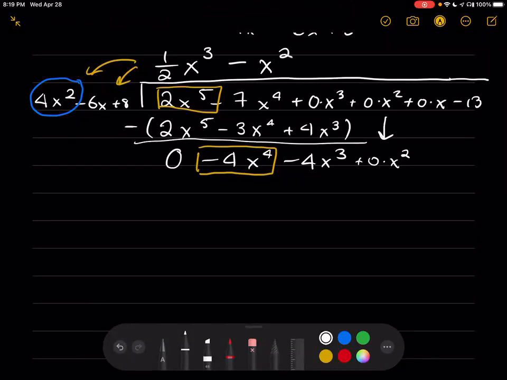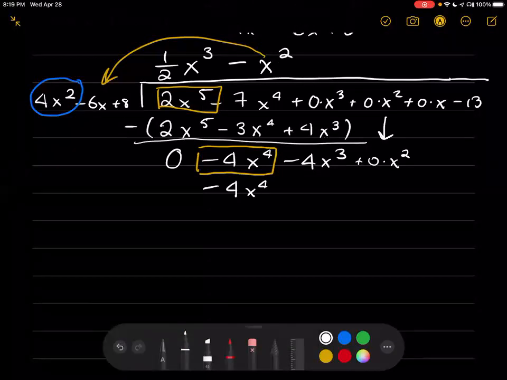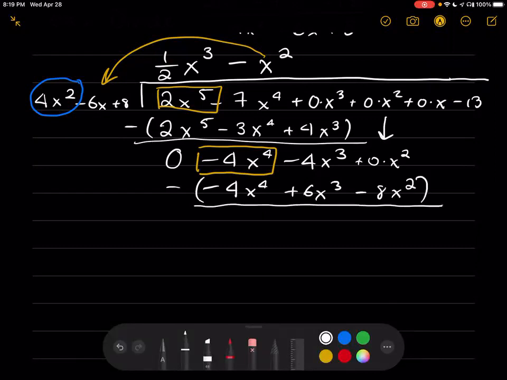So we'll get a minus x squared. And then we go ahead and multiply that by our terms over there. And then I think what you'll find is we get a minus 4x to the 4th. That's looking good. And then a plus 6x cubed and a minus 8x squared. Slap parentheses around that, subtract away.